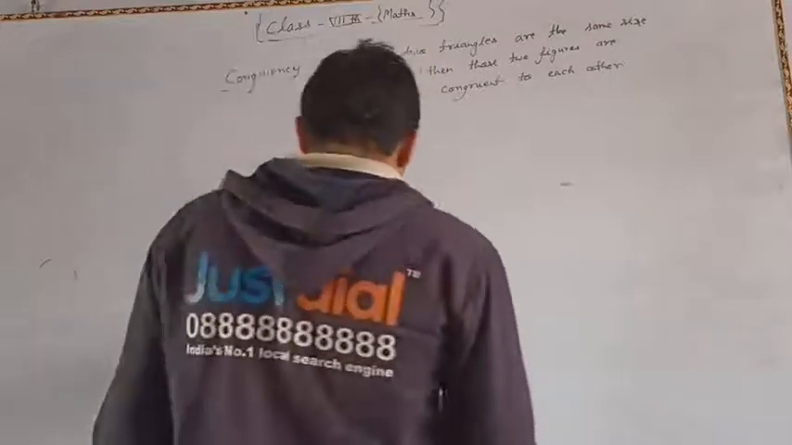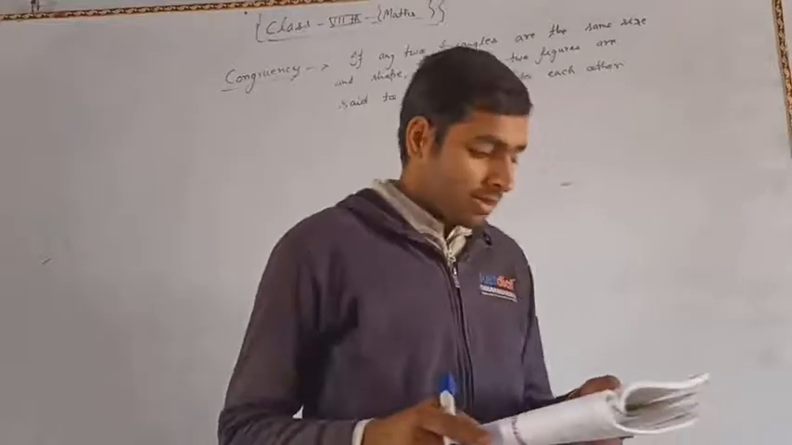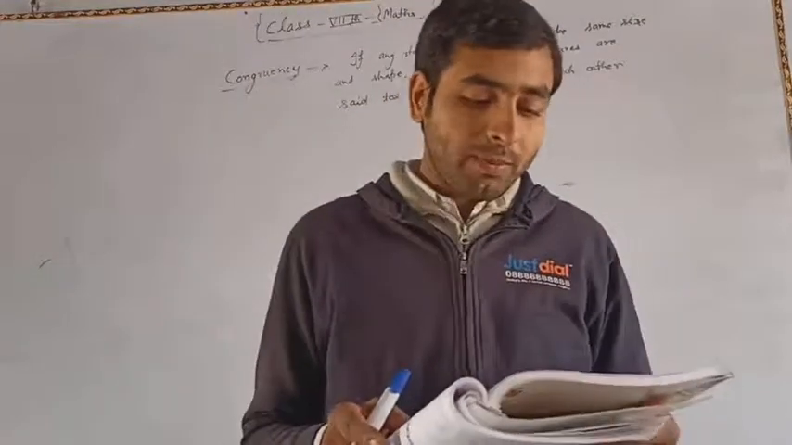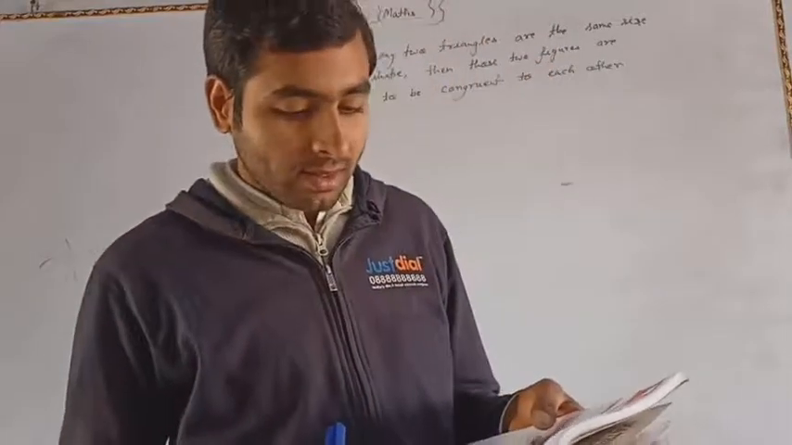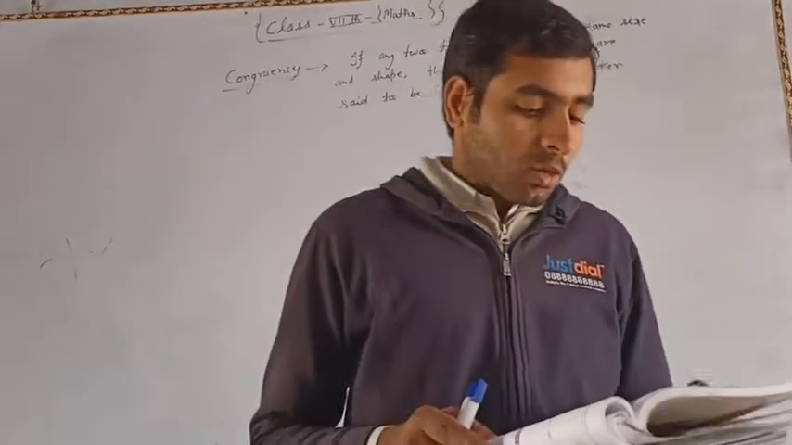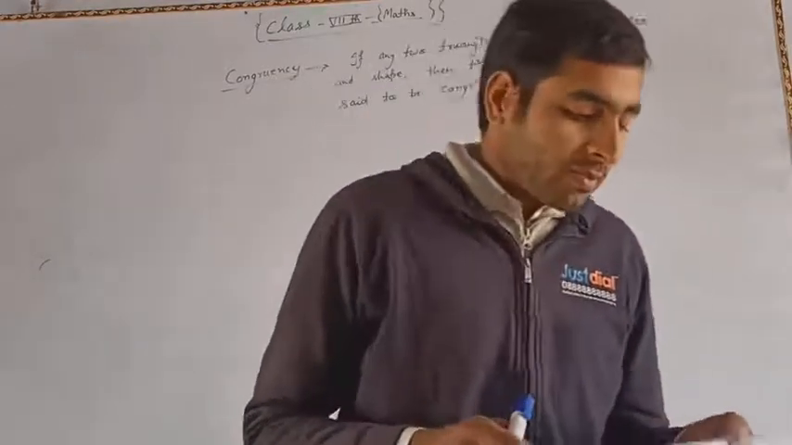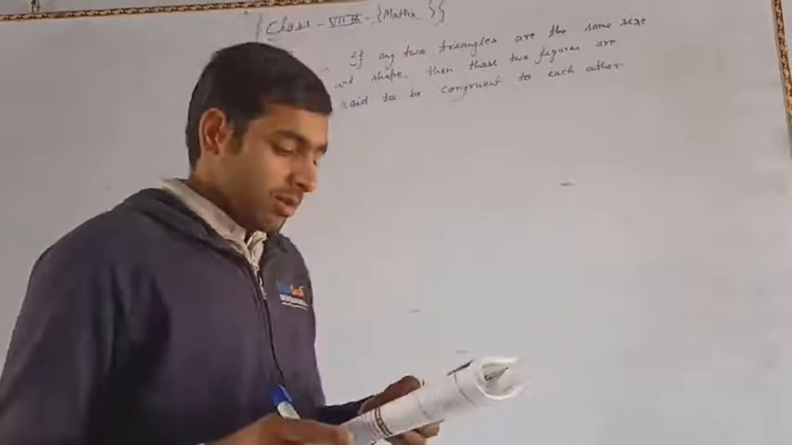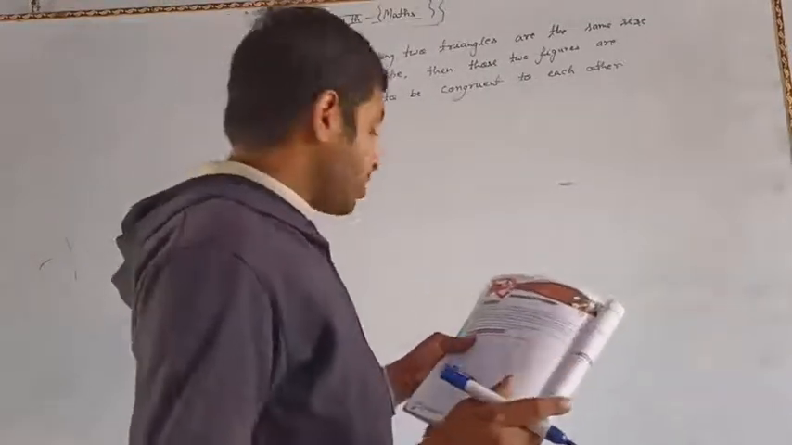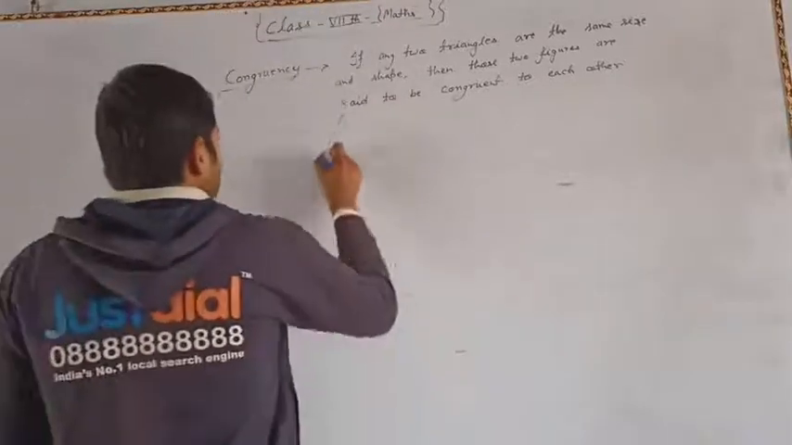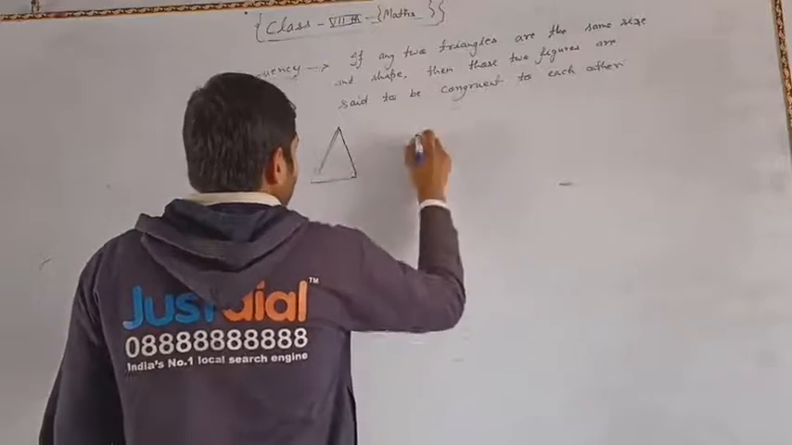Okay, again, in your book it is also given that if both of them superimpose each other, the figures are said to be congruent. So the two figures with the same size and same shape are called congruent, and this is the method of superimposition.